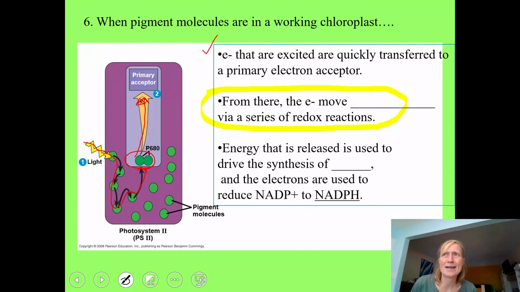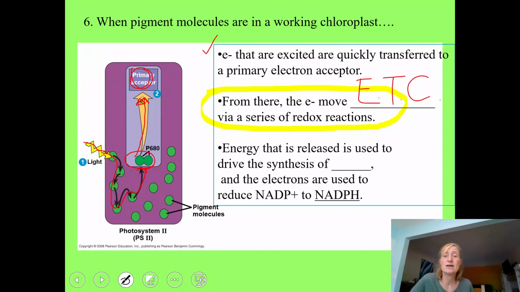Because what happens with high energy electrons? Well, in cellular respiration during oxidative phosphorylation, we used high energy electrons as a source of energy as they pass through an electron transport chain, remember? As they pass through an electron transport chain, they were used to drive a proton gradient that was used to make ATP. Guess what? There's an electron transport chain in plants too, in the light reactions. From here, these excited electrons move through an electron transport chain.